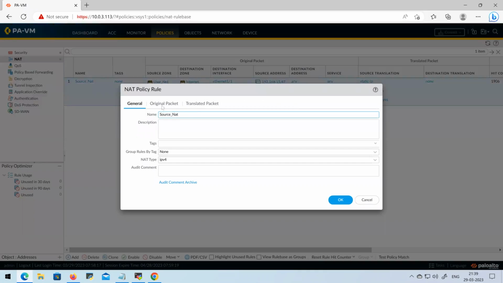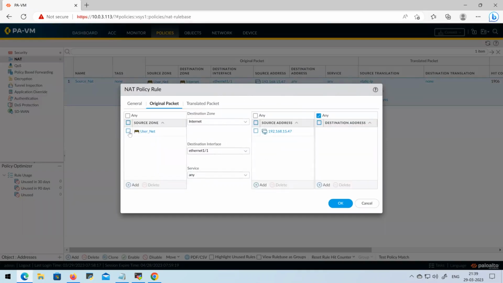We just change this one only. So your source zone will be internet, right? Destination zone will be, tell me guys, usernet? Or do you want me to do the complete one?